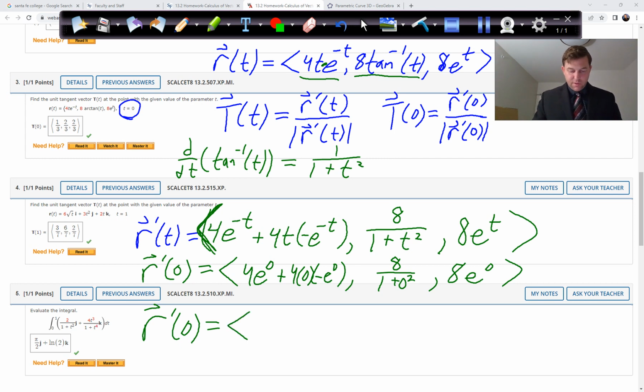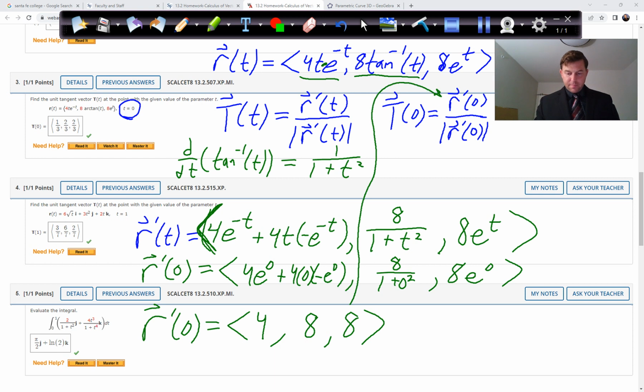So this is going to be 4 times 1, which is 4. This 0 is going to kill off all the rest of the stuff, so this whole thing just becomes 4. This is just going to be 8 over 1, which is 8, and this is going to be 8 times 1, which is 8. So that is the vector equation when t is equal to 0. Now that's going to be the numerator, so this whole thing is going to go on top.